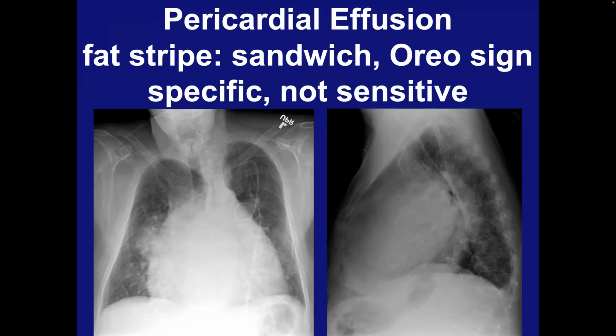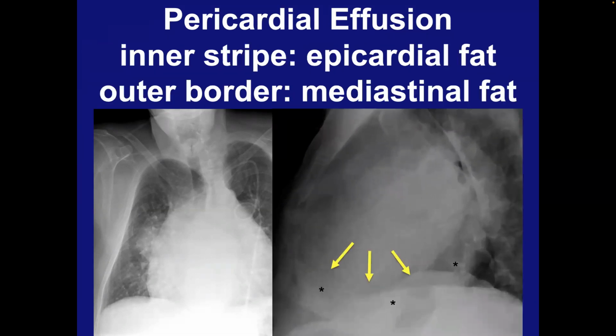So what we see with an Oreo cookie and sandwich sign is a lucency that represents epicardial fat. So that's fat that's immediately butted up against the heart, followed by a soft tissue opacity shown here by the asterisks. And that's the pericardial effusion. And then there's another lucency that is the mediastinal fat outside of that. So the inner lucency is epicardial fat, and that's essentially one of the wafers of the Oreo. Pericardial fluid is the cream between the wafer of the epicardial fat and the wafer of the mediastinal fat.